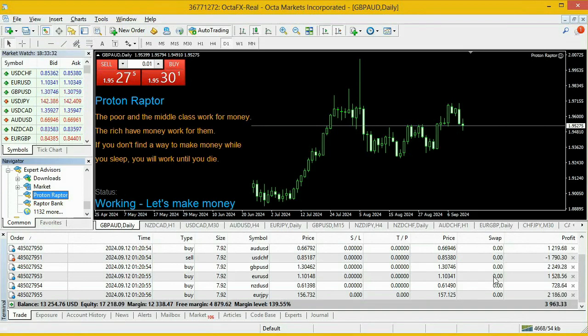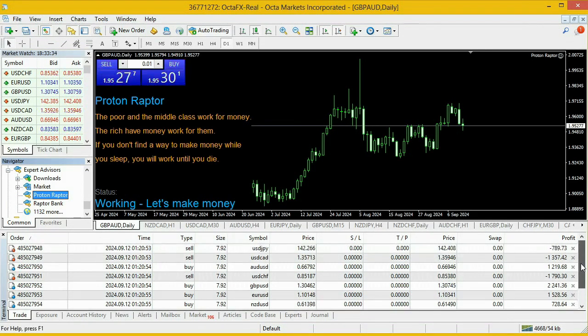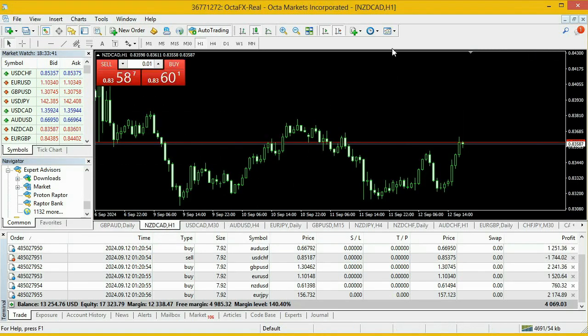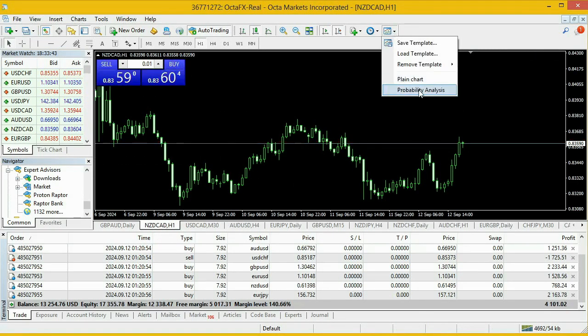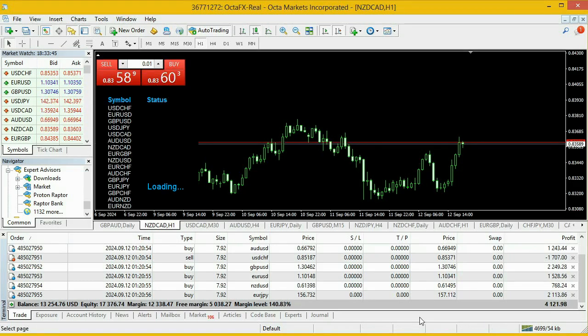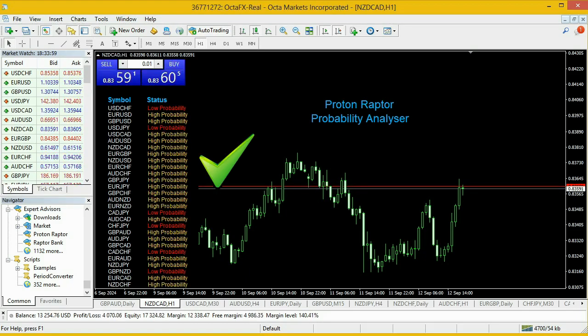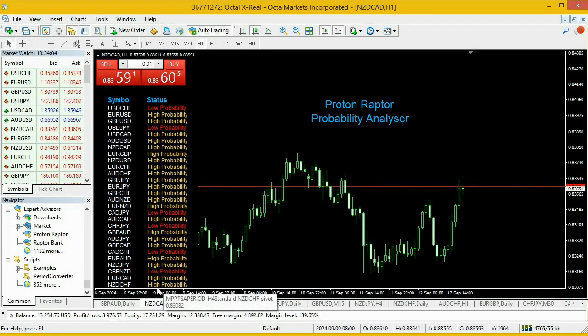This is where we are, almost 18 hours later. We check our success probability analyzer. We are still in a conducive market, so we leave our trades open.